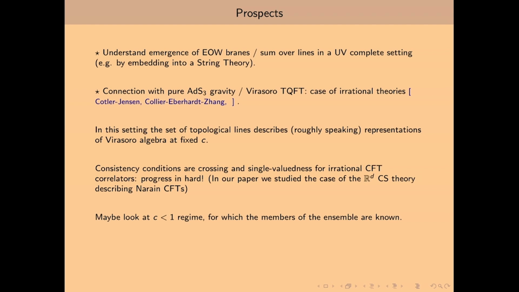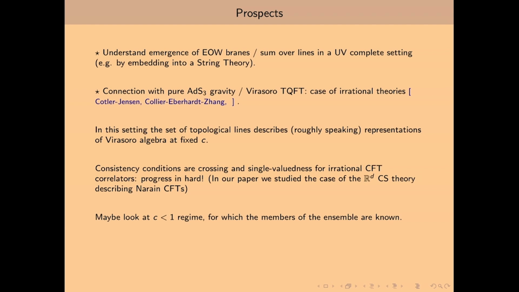I just want to know if using this idea I can find some information about the ensemble, or if I have a UV completion of this, which gives me the Virasoro TQFT at low energy, if I can have some way to detect which member of the ensemble I get. Or just, I mean, much more modestly, just to generalize a result to this non-rational case, but it's just very hard.